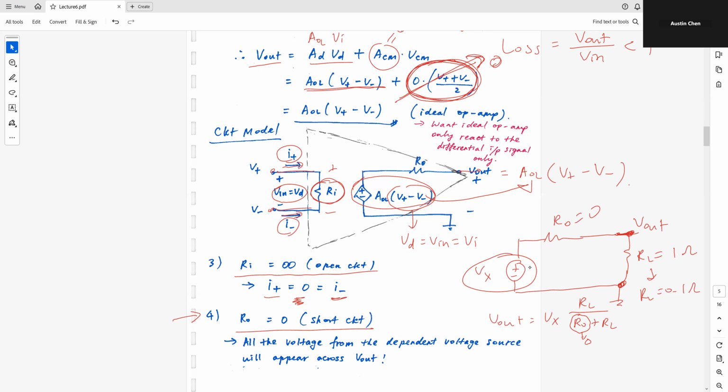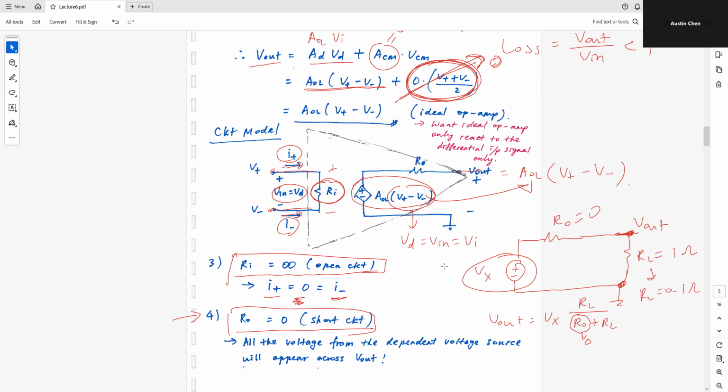That's our objective here. So this is something that is very intuitive, because if we assume the right value or order of magnitude for both the input resistance and the output resistance, then we can achieve the result that we want. So V out is equal to AOL times V plus minus V minus.